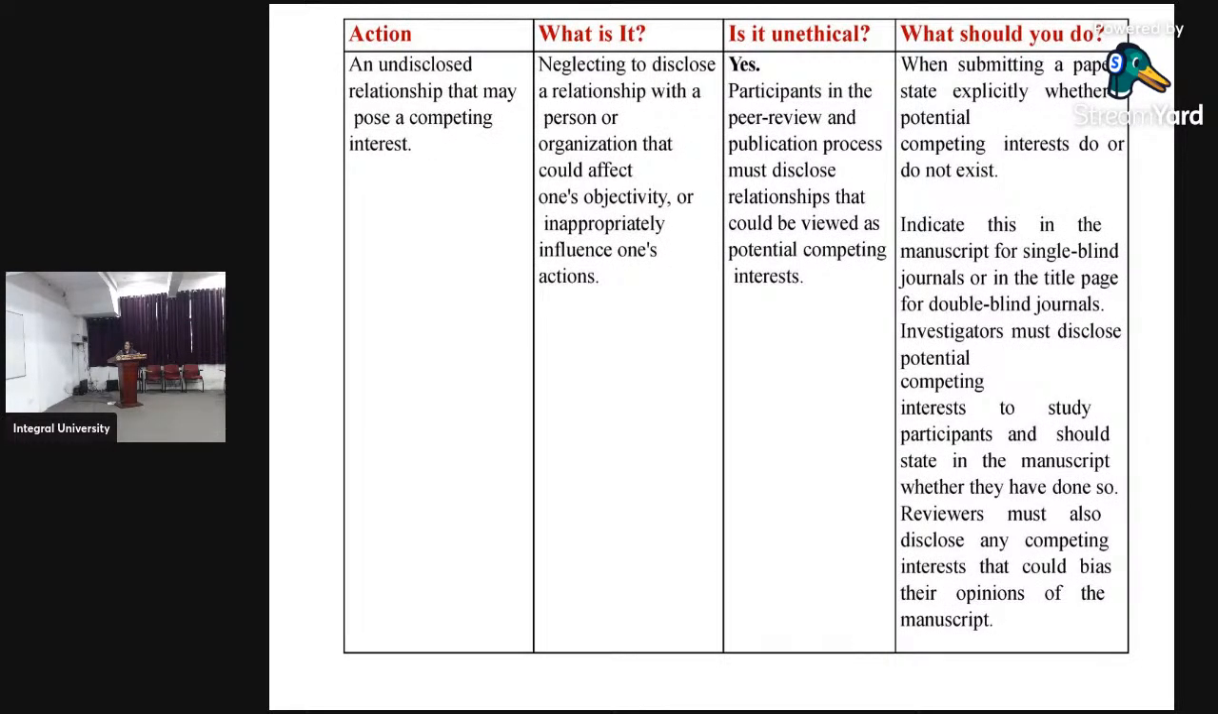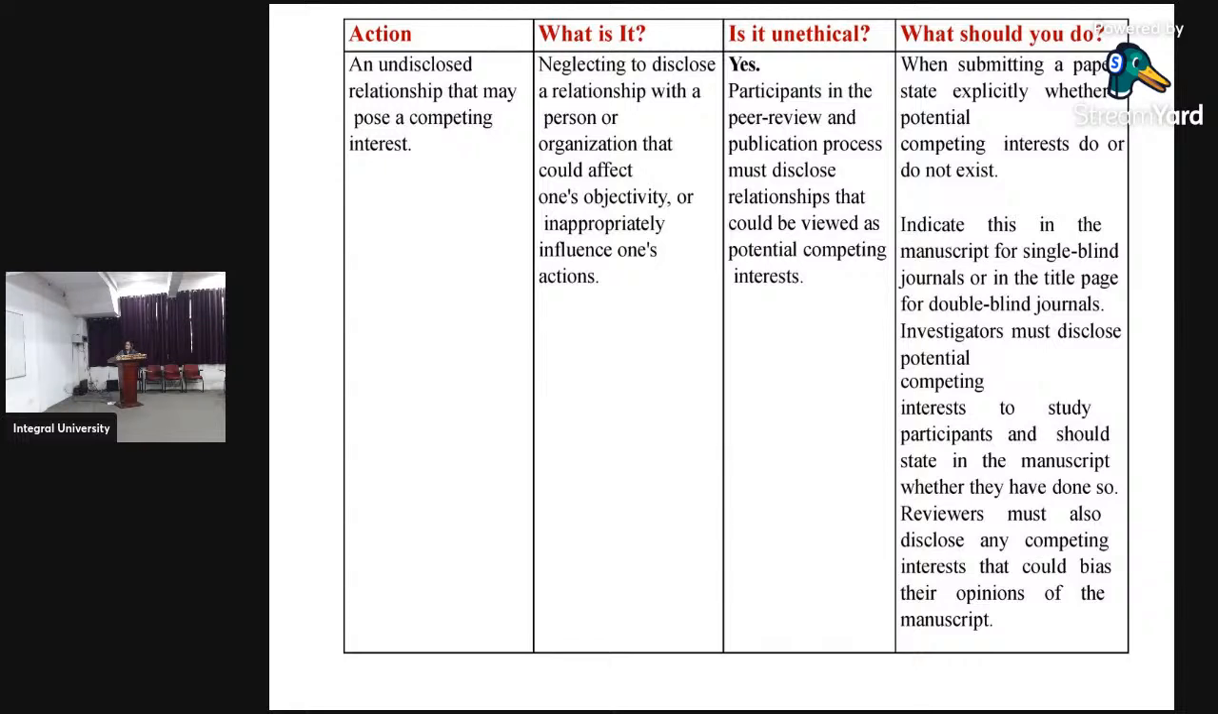So this chart here tells you what kind of conflict of interest has to be declared. The action is an undisclosed relationship that may pose a competing interest. So what is the action? This is a competing interest, isn't it? An undisclosed relationship that may pose a competing interest. What is it? Neglecting to disclose a relationship with a person. What has the person done? He has neglected to report this. He or she did not disclose the conflict of interest. Is it unethical? Yes, it is unethical.